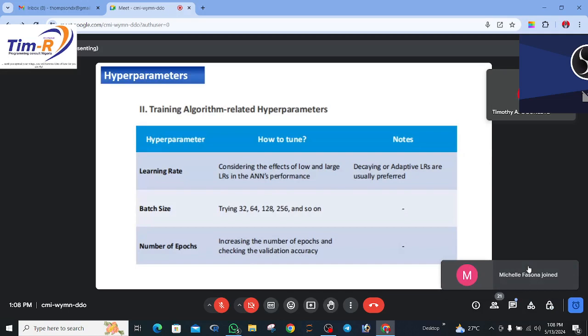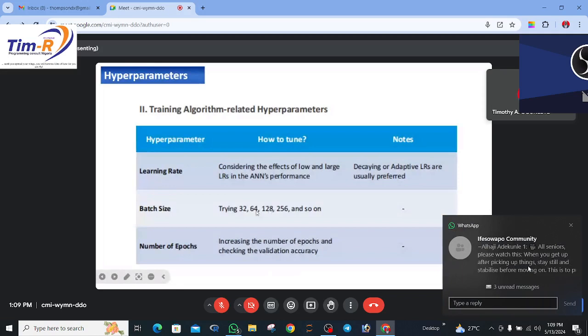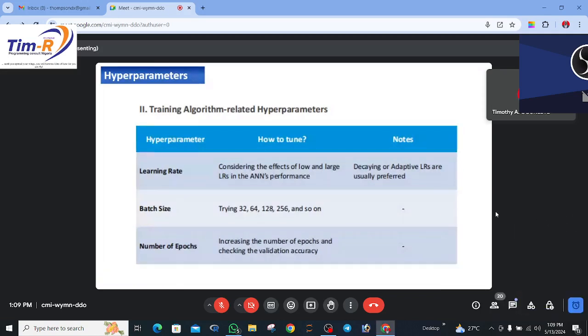So another one is the batch size. We can try 32, 64, 128, 256, and so on. But the most common one is 256. Yes, very common, 256, and 128 also is common. But depending on your data size, that's what you can choose, or you can choose any batch size that you want. But also, the batch size affects the learning rate as well. It affects the performance of the model.